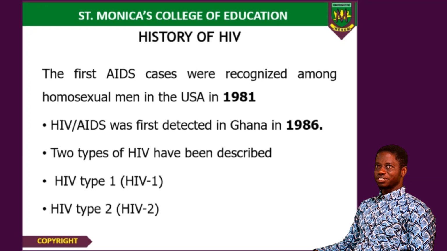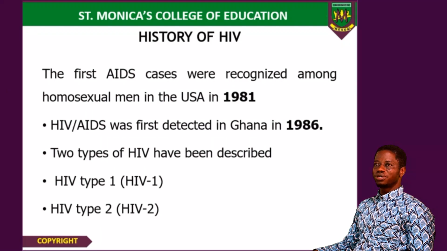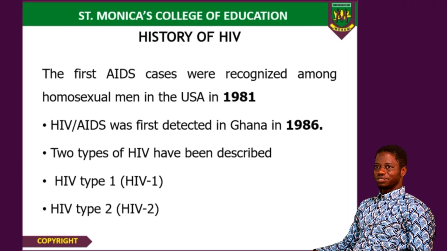Then let's look at the history of HIV. The first AIDS cases were recognized among homosexual men in the US in 1981. So the first cases we identified were in 1981, when they realized that men who have sex with men developed some kind of multiple infections, and it was identified in the United States of America. HIV and AIDS was first detected in Ghana in 1986.